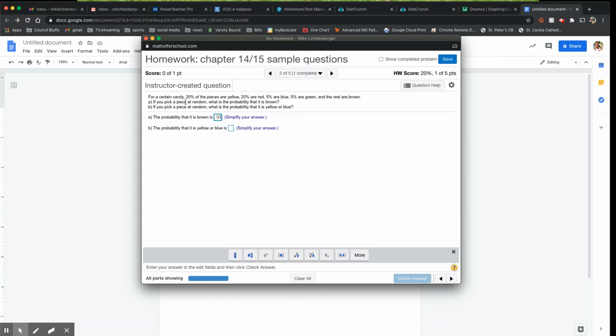The probability that it is yellow or blue. Yellow or blue. So yellow, we know is what? 20% are yellow. And we know that blue is 5%. So 20% and 5% is 25% total, 0.25.